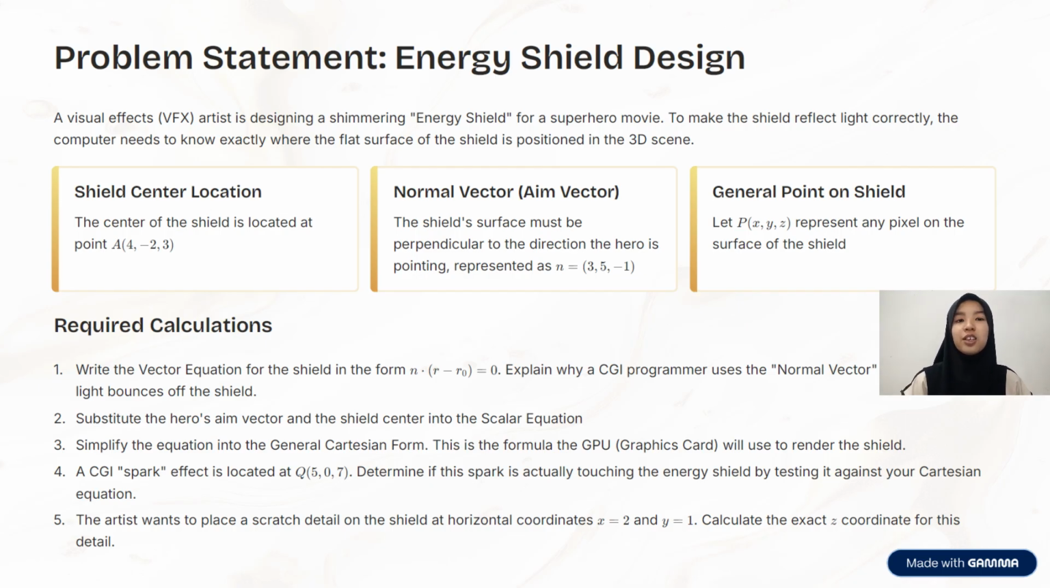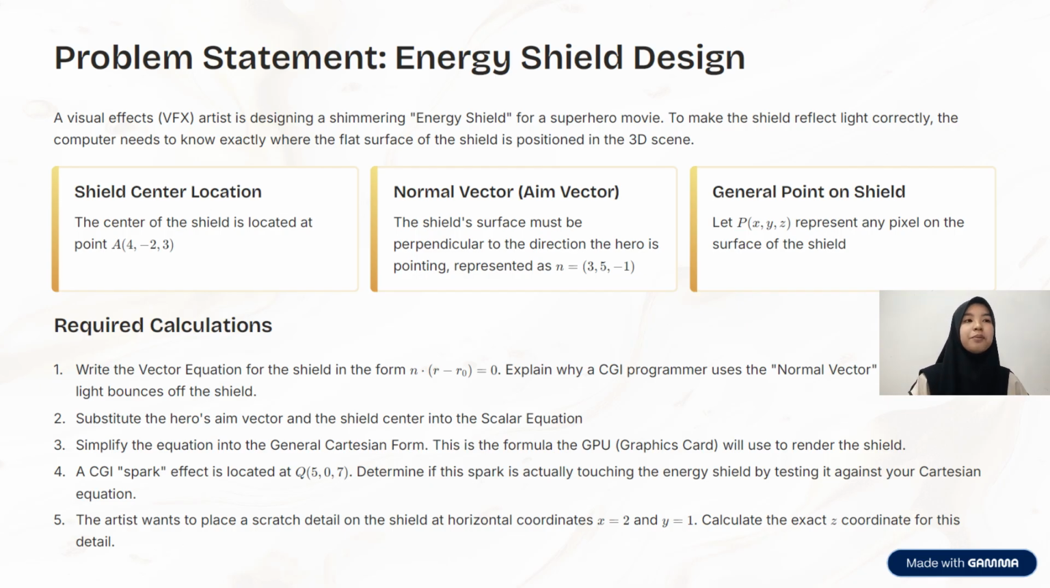Okay, and the last calculation, the artist wants to place a scratch detail on the sheet at horizontal coordinates x equal to 2 and y equal to 1, and calculate the exact z coordinate for this detail. So it's given that x equal to 2 and y equal to 1. So we need to find the z coordinate to help the artist place a scratch detail on the subject or on the shield.